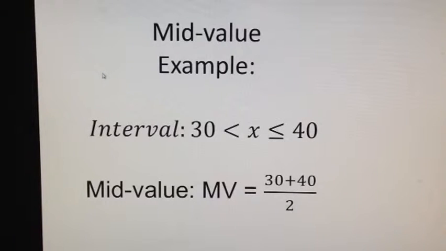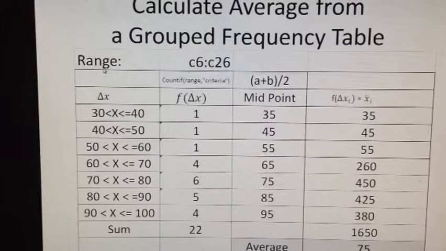Mid value, once again, is the sum of the lower limit plus the upper limit of the interval divided by 2. Then we have to calculate the midpoint for each interval, and following the formula for the average from a discrete frequency table, we have to multiply the frequency times the midpoint, add all this and divide by the sum of all frequencies.